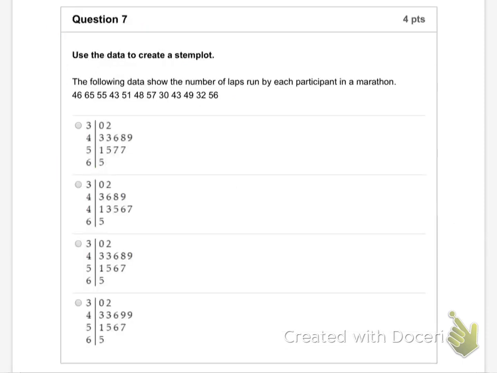All right, question 7. Use the following data. Show the number of laps run by each participant in a marathon. So people are running in a marathon, and there's the laps they ran, and they're saying, use the data to create a stem plot. So really it's just a matter of looking carefully, I think.